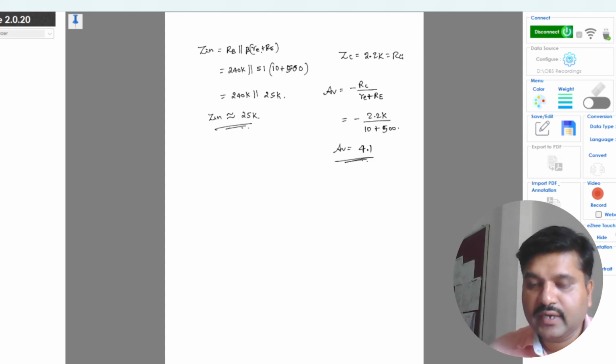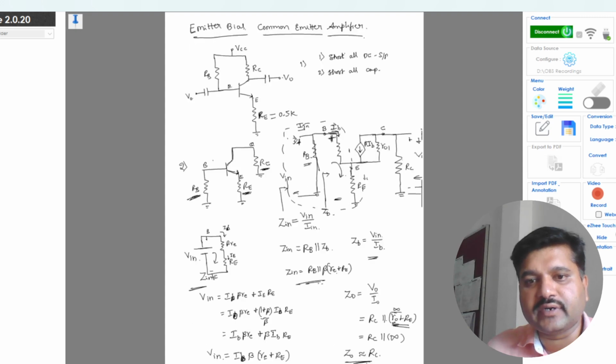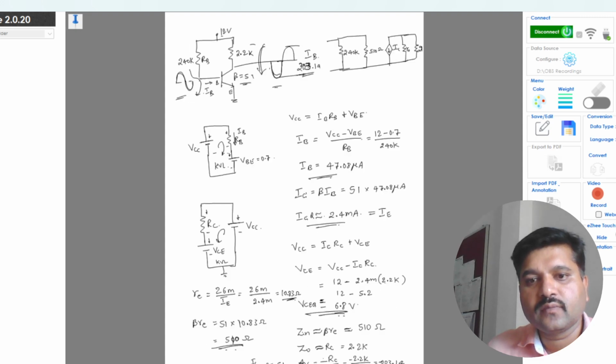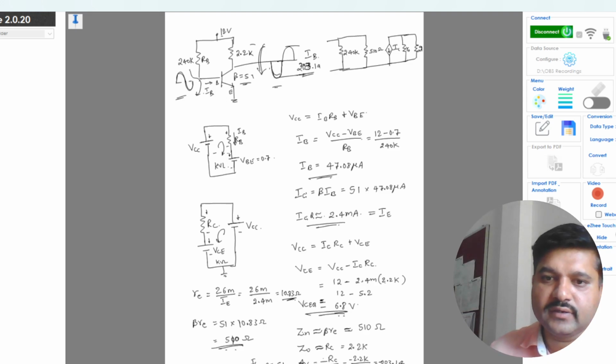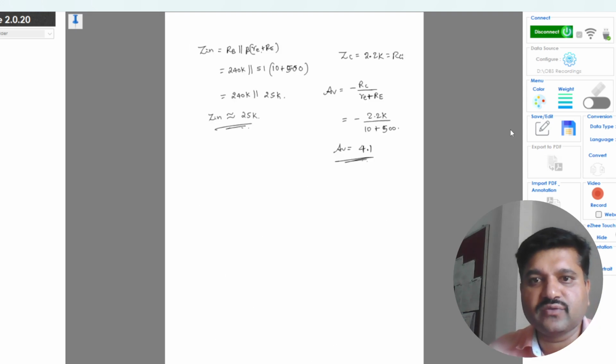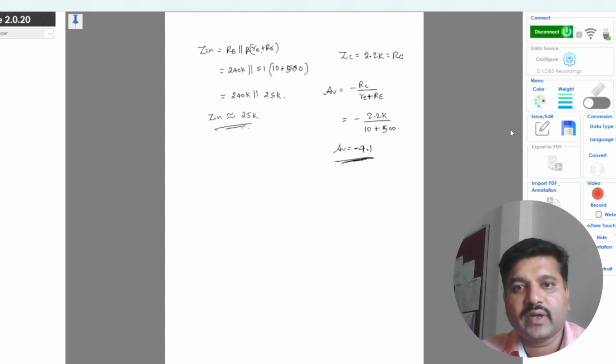Okay, you see here the gain has reduced drastically from minus 203 to just minus 4. The gain has reduced a lot. Okay, this is the effect of the emitter bias configuration.